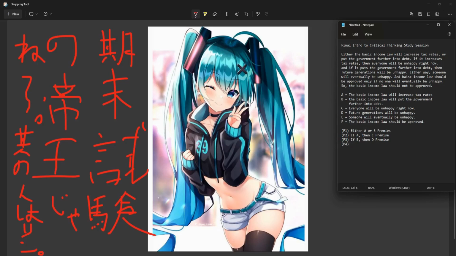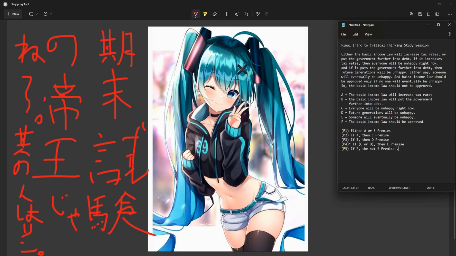P4 will be implicit: if open parentheses C or D close parentheses, comma, then E, as a premise. Or if everyone will be unhappy right now or future generations will be unhappy, then someone will eventually be unhappy. Makes sense. And P5 will be if F then not E, which is a premise.